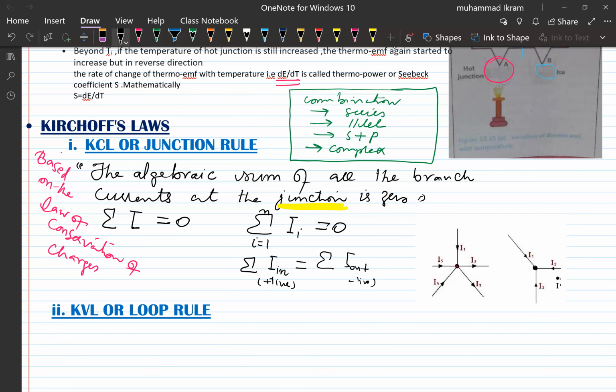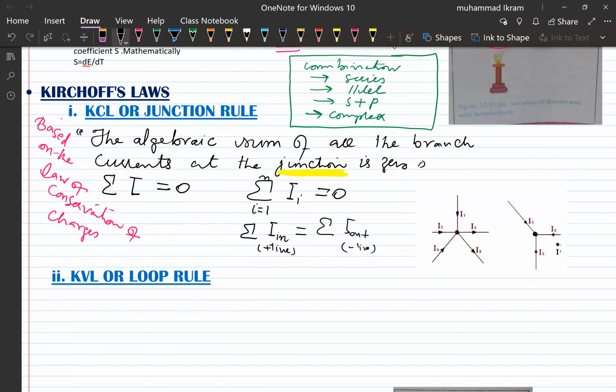Remember, this is already a solved equation. For example, look here: this is entering the junction, this is entering the junction, and these two are leaving the junction. So what will be the required equation? The current that enters the junction is always taken positive: I1, I5, and I4 enter the junction, and I2 and I3 leave.